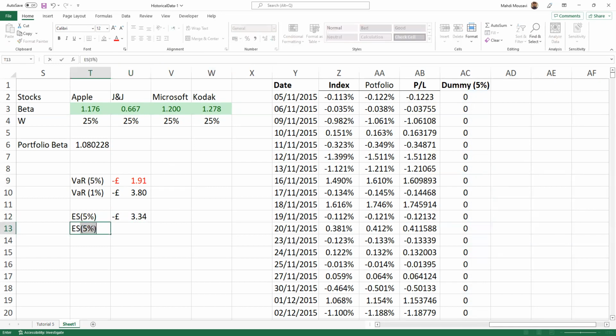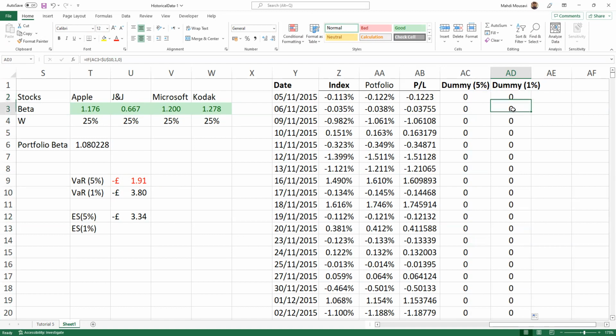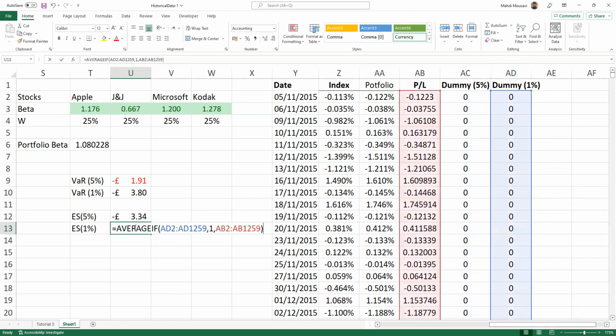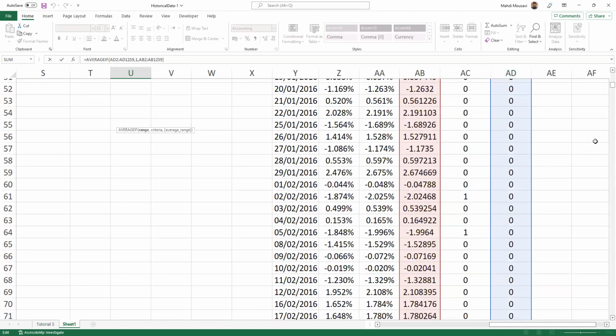And we can do the same for the expected shortfall at 1%. In the first step, we need to define a new dummy variable, which is the 1% dummy. I'm going to copy this across. This time the value at risk of 1% is our interest, and then copy down. All right. So now I'm going to use the same function, AVERAGEIF, but for the dummies of 1%. So AVERAGEIF these dummies are equal to 1.